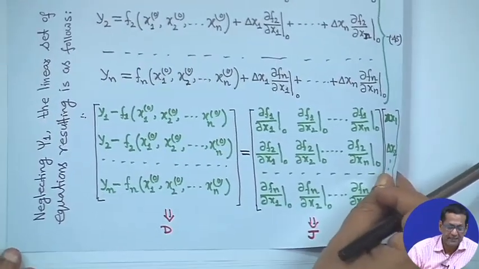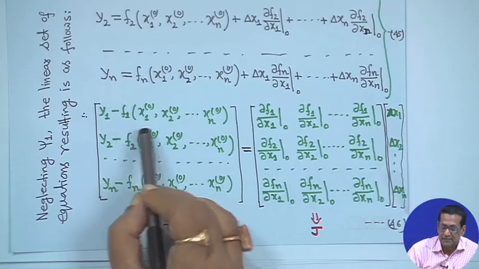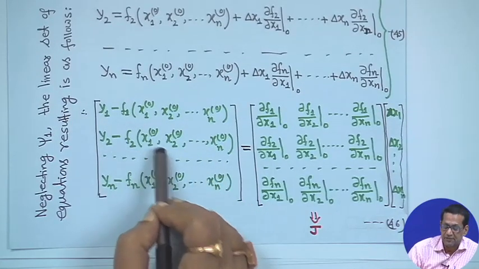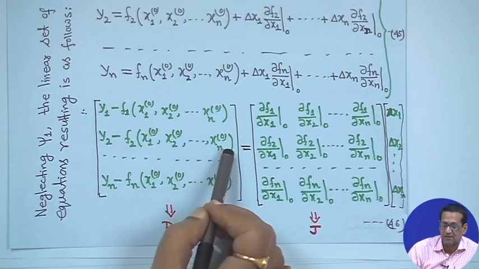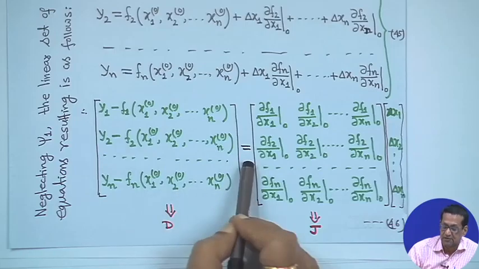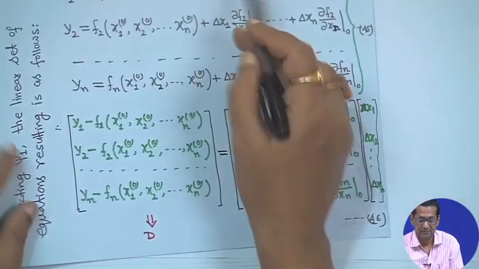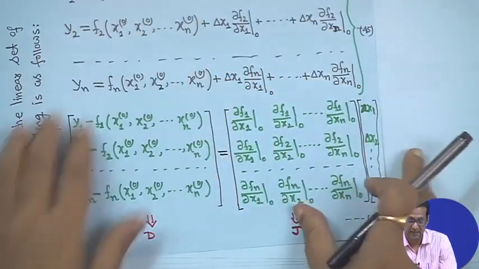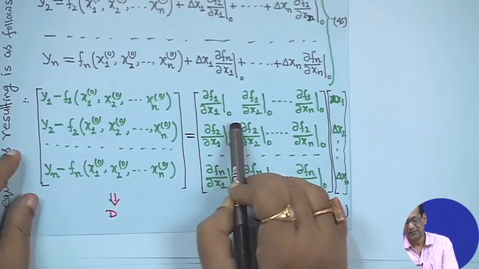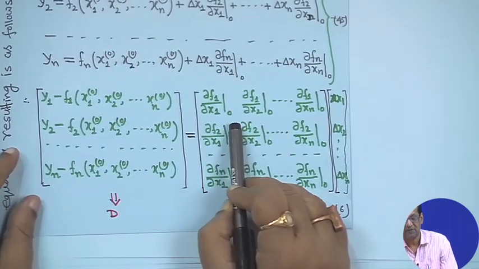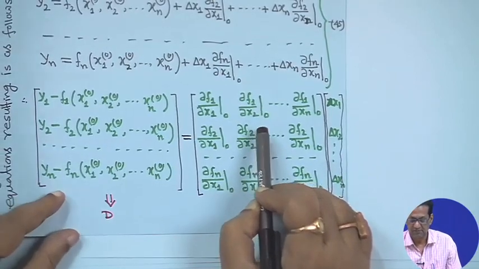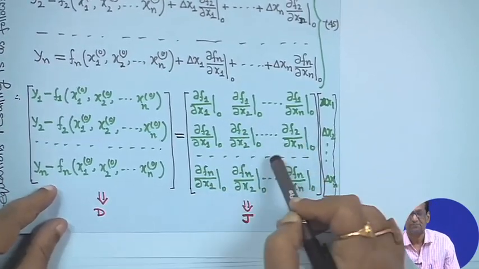The same thing we are writing here: y 1 minus f 1 (x 1 0, x 2 0 up to x n 0), then y 2 minus f 2 at all the initial values, then y n minus f n (x 1 0, x 2 0 up to x n 0) is equal to this from this side. It is del f 1 upon del x 1, but writing all these things again and again is not really understandable, so after taking the derivative we put in the initial values, then del f 1 upon del x 2. Every iteration this matrix will change.